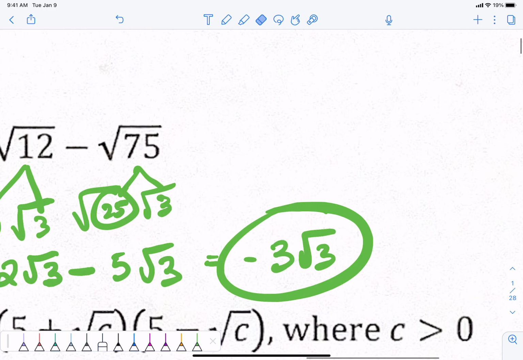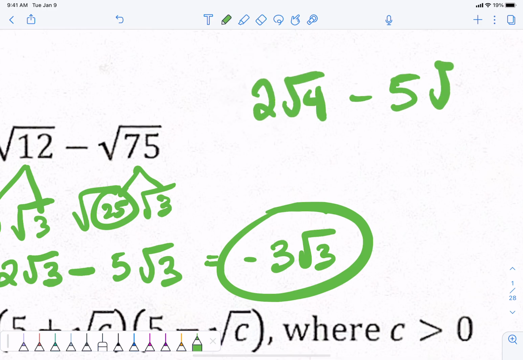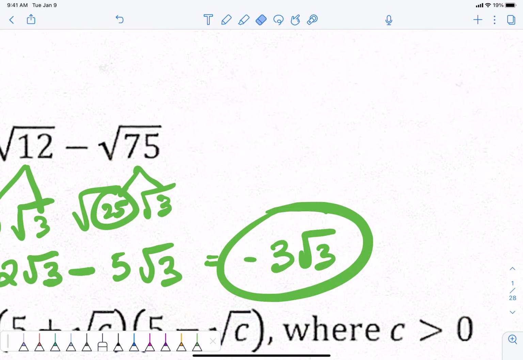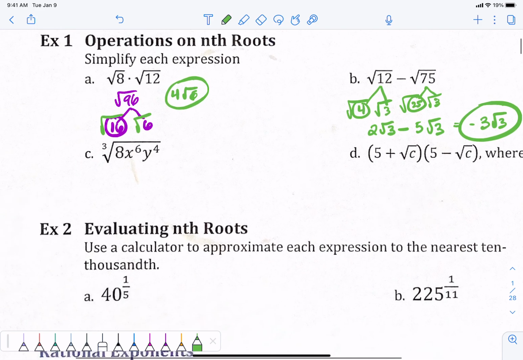Like if it was 2 square roots of 4 minus 5 square roots of 3. That's your answer, right? There's nothing you can do with that. So you break it down. If they have the same base, then you can put them together. But if they don't, that's the final answer, right? Okay, I'm going to get rid of that so it doesn't look weird on the notes, okay? All right, so there's that.